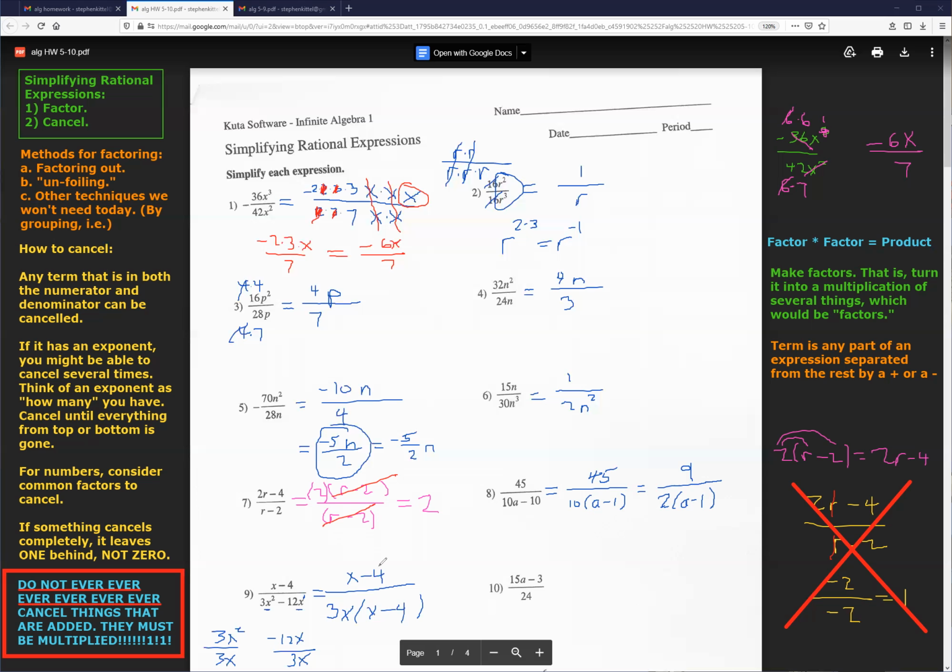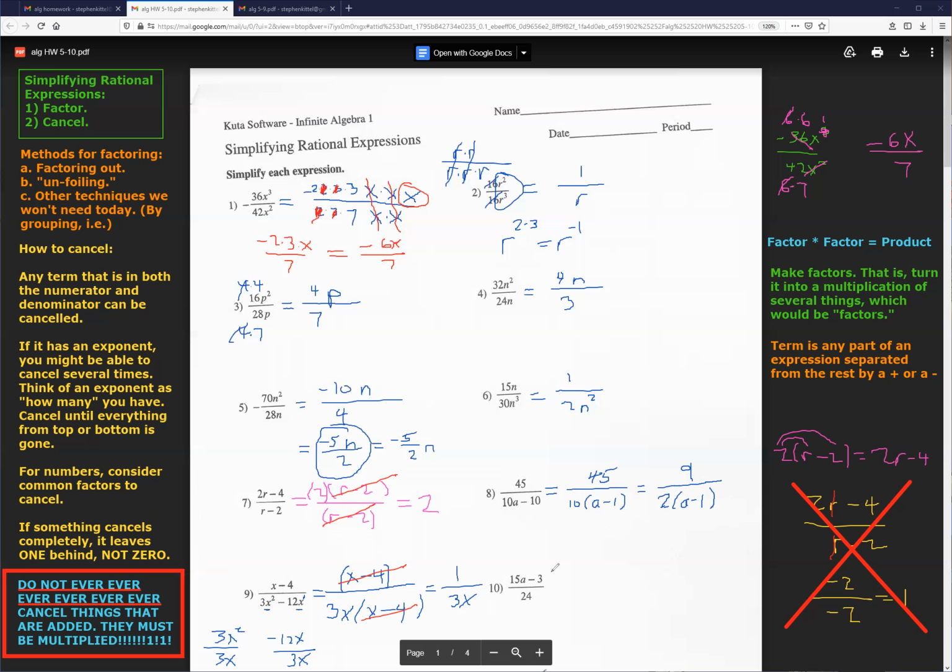So we have x minus 4 over 3x times x minus 4. Well, considering this is by itself, I'm going to group it like this with parentheses, and I'm going to note that this will cancel with that. So what's left? On the bottom, we have 3x. On the top, we have canceled everything, and when you cancel everything, it leaves behind 1, not 0.